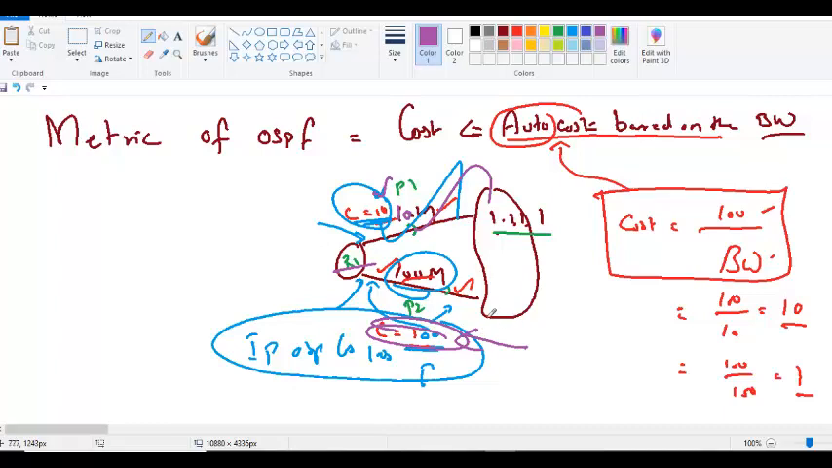Okay. Now this OSPF can support any size network. That is why it is very popular. There is no limit. Any size.